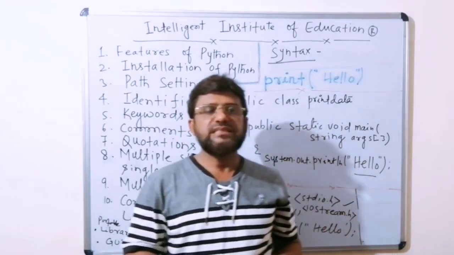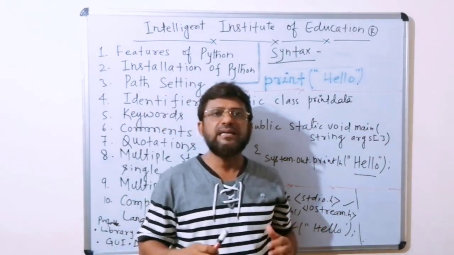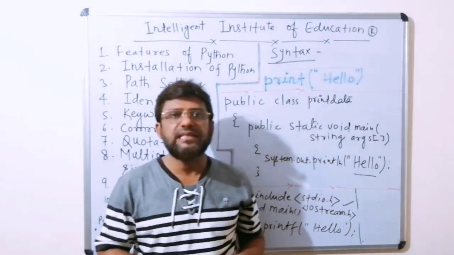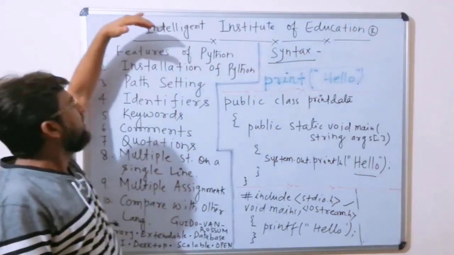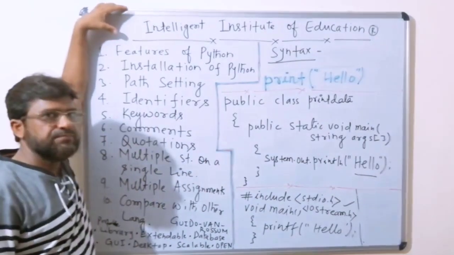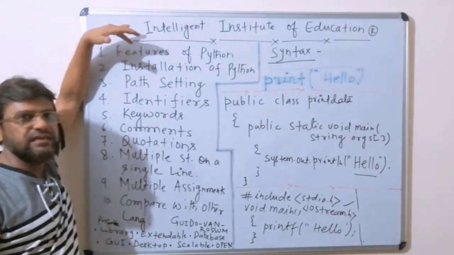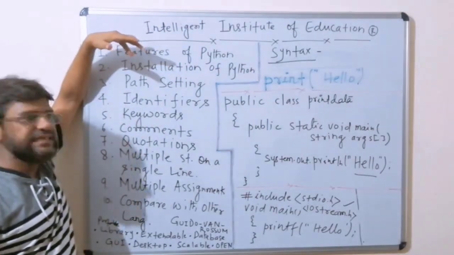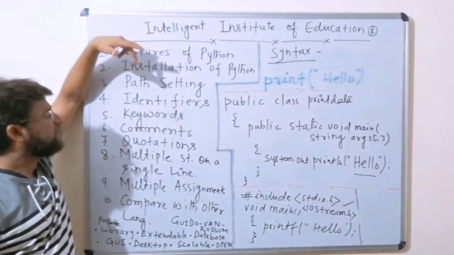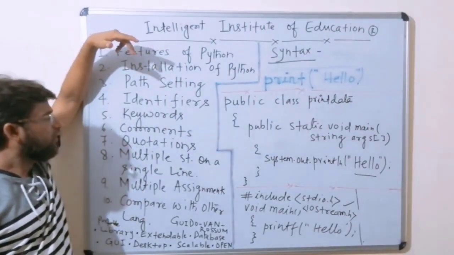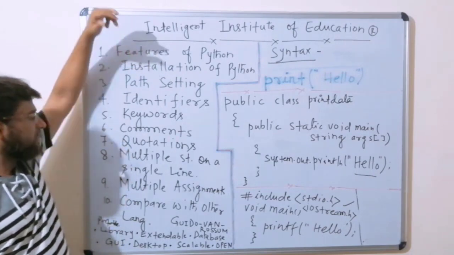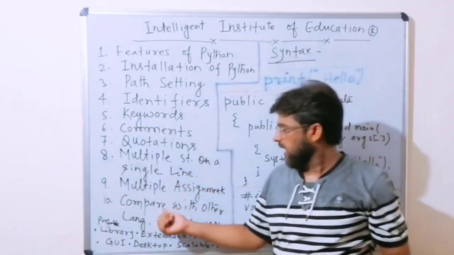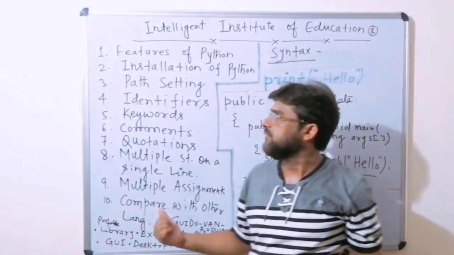So let us see here. In the first video I explained the course content of Python, and today I am going to explain this session. Number 1, features of Python, and after explaining the features of Python I will explain how to install Python. Next, path setting, identifiers, keywords, comments, quotations, multiple statements on a single line, multiple assignment, and comparison with other programming languages.